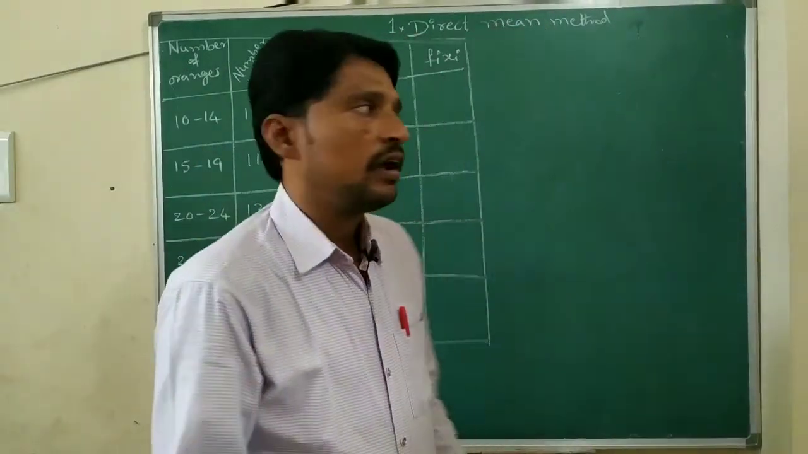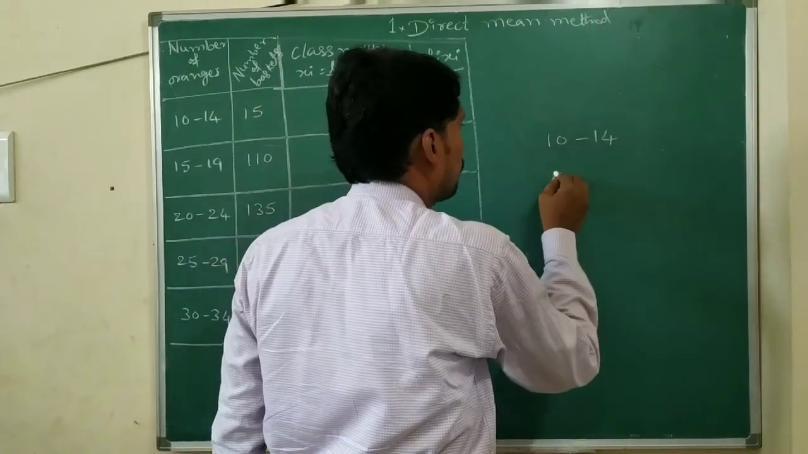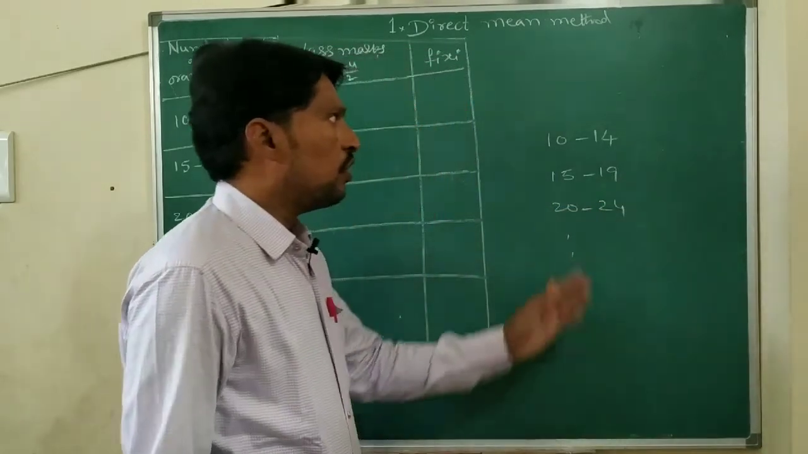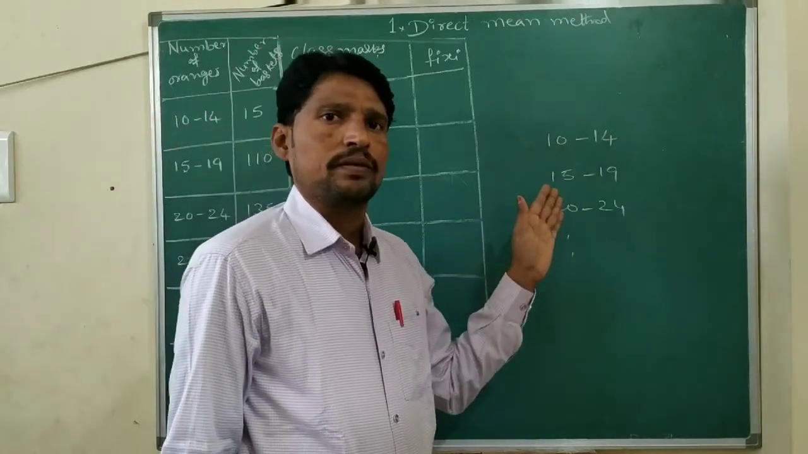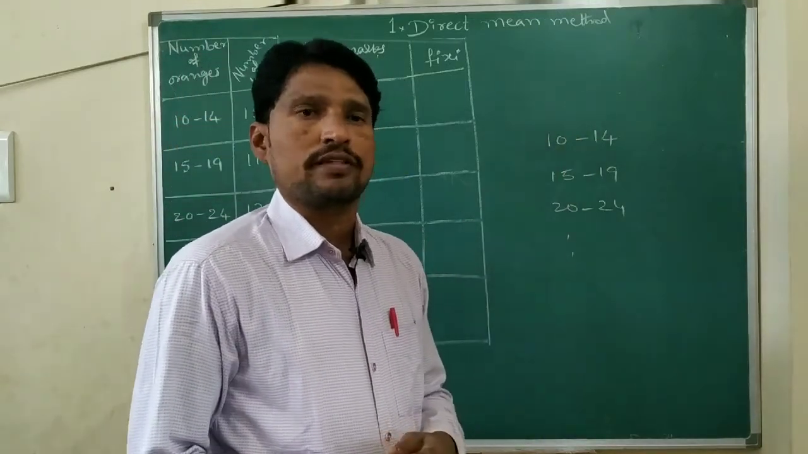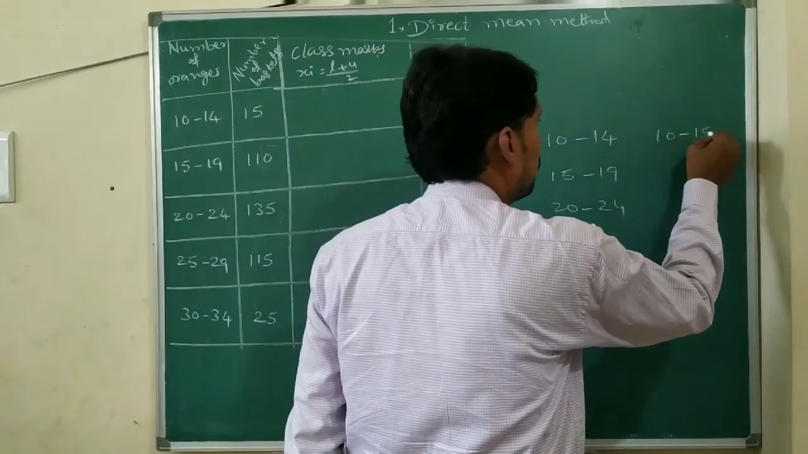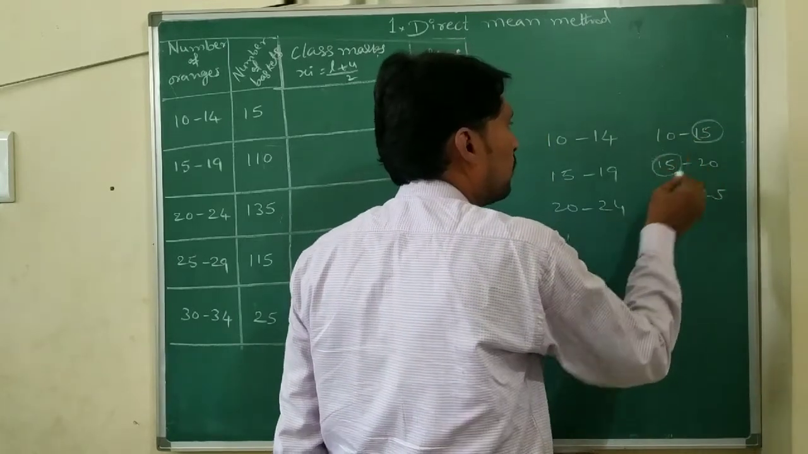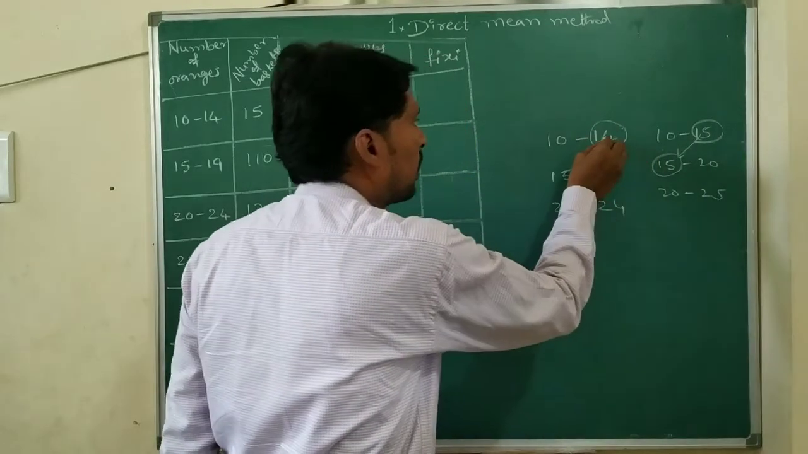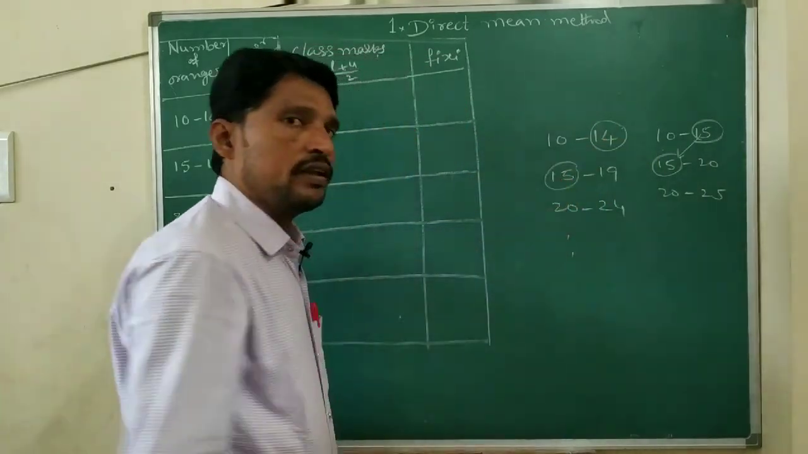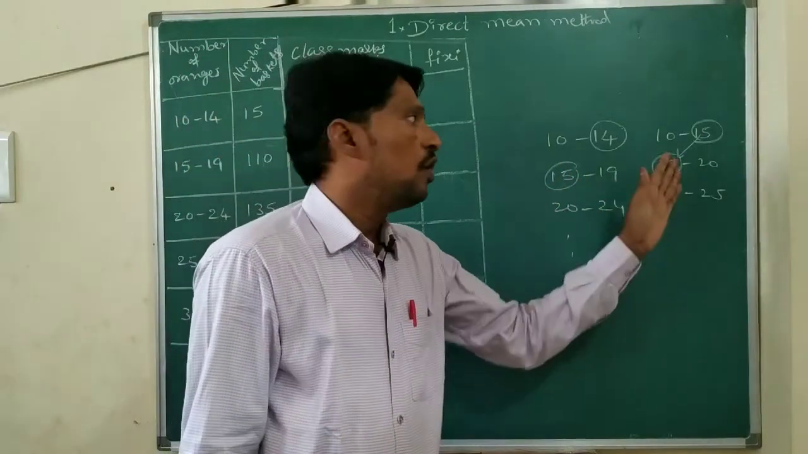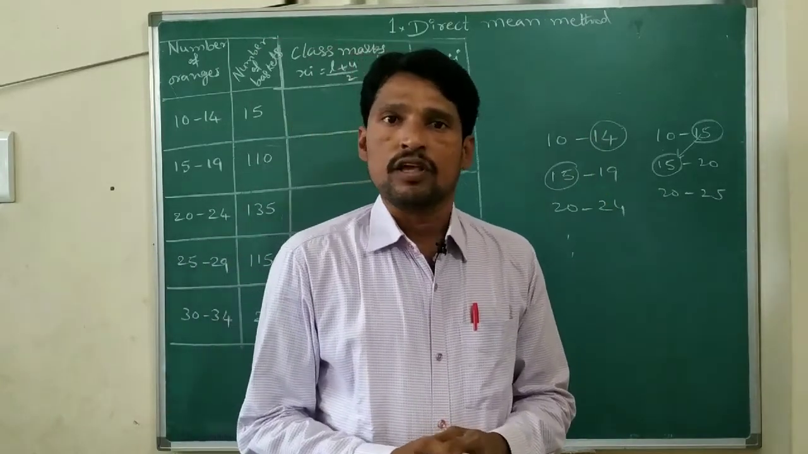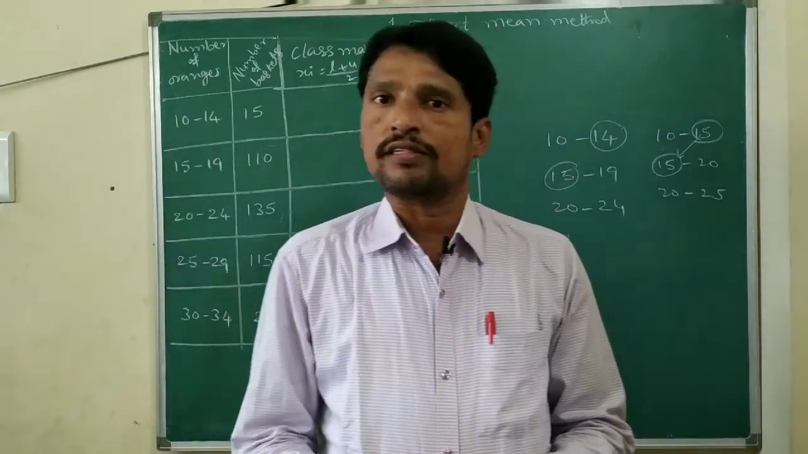Once observe the class intervals, how they are given: 10 to 14, 15 to 19, 20 to 24, and so on. Here the class intervals are non-overlapping. Non-overlapping means inclusive classes. Overlapping, for example 10 to 15, 15 to 20, 20 to 25, means the upper limit and the next class's lower limit are the same. Here the upper limit is 14 and the next lower limit is 15. Here non-overlapping, there overlapping. Overlapping means exclusive classes; non-overlapping means inclusive classes. Now the given data is inclusive classes data.